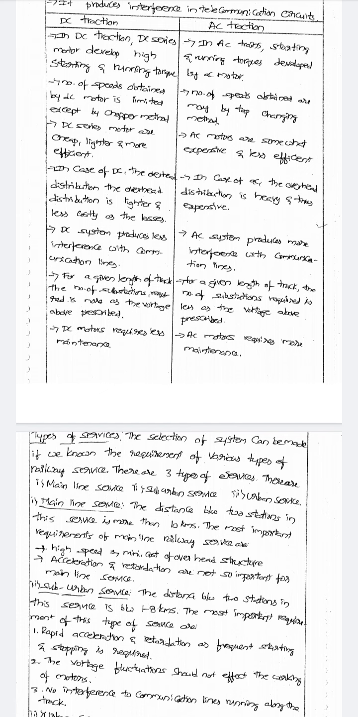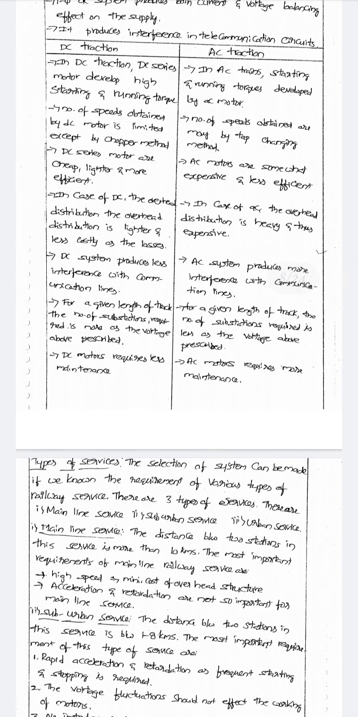Okay, next, AC motors require more maintenance. Obviously the motor cost is high, so similarly maintenance should also be high. Okay, and this is the complete comparison between DC traction and AC traction.